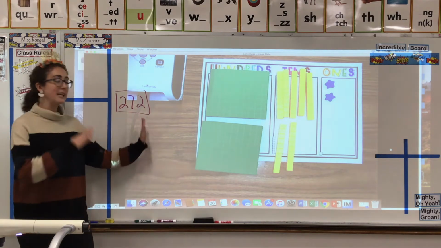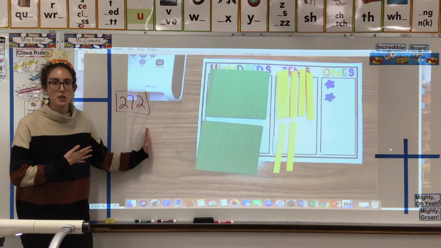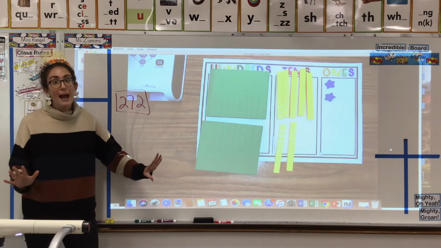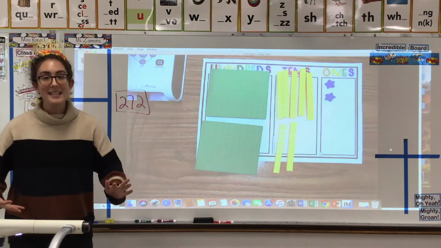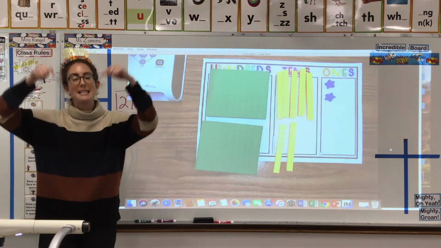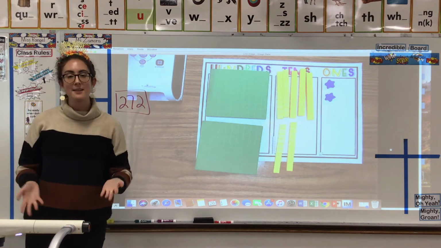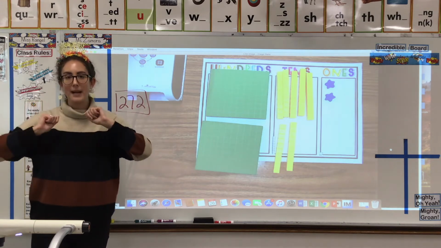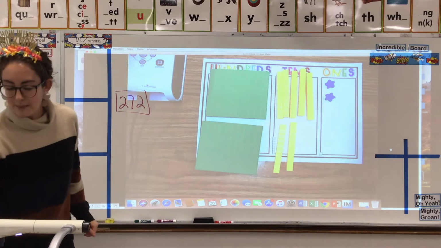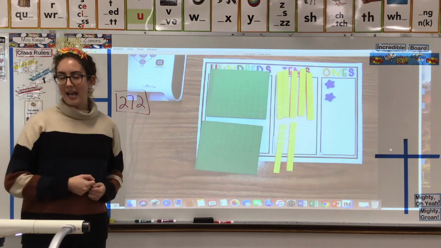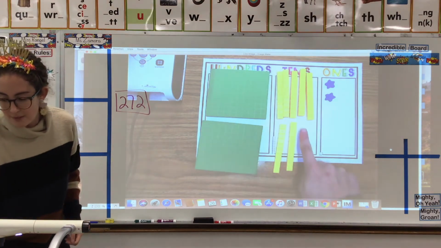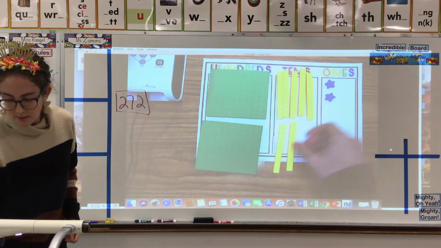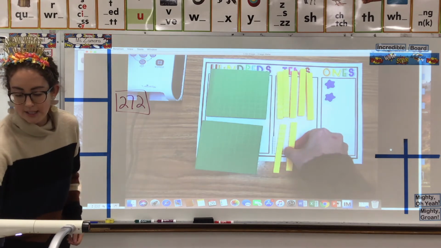This time, we're going to start at 272. So leave whatever you have on your board, 272. But this time, we're going to count down by tens. That means we're going to take away a 10 every time. So we've got 272. Can you take away tens? Let's start counting.